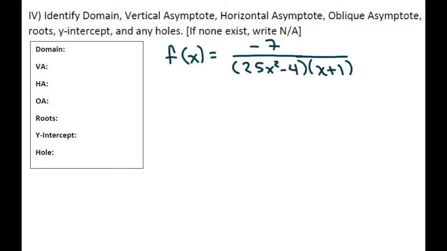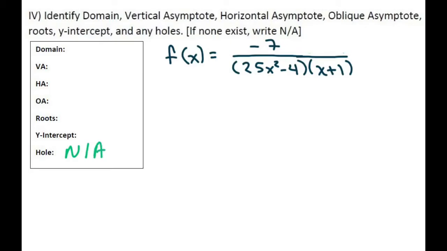Hi everyone, we're going to identify domain, vertical, horizontal, and oblique asymptotes, if any, the roots, which are the x-intercepts, y-intercept, and any holes. This doesn't have any holes in it because there's no terms we can cross out. So if I had an x plus 1 here in the numerator, then we would have a hole, but we don't. So we can just go ahead and put NA on the hole.